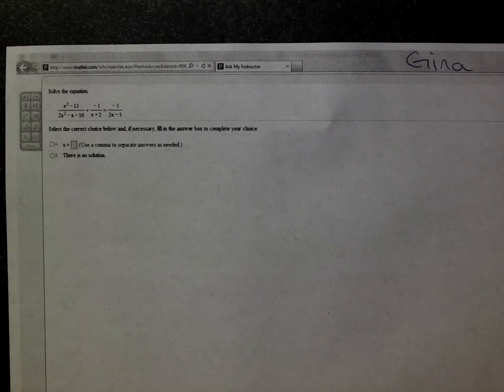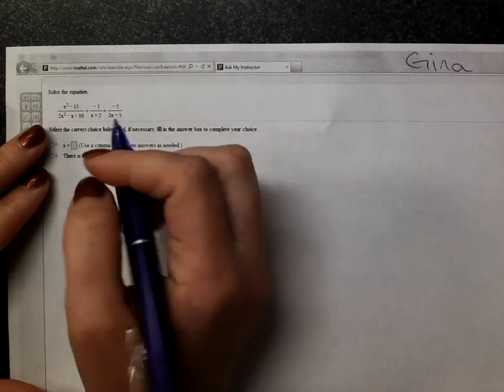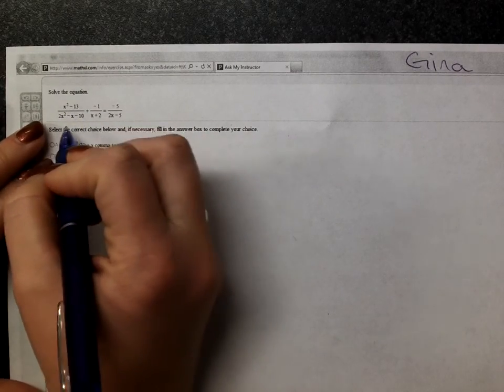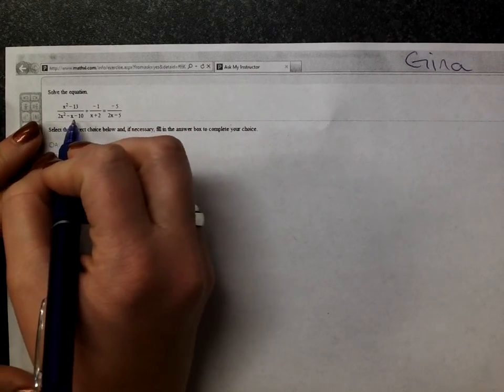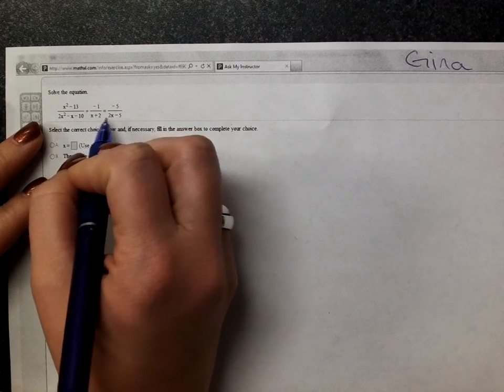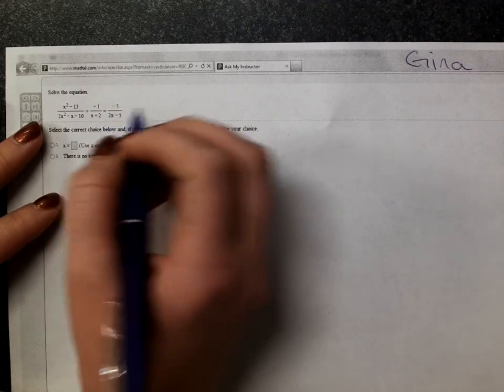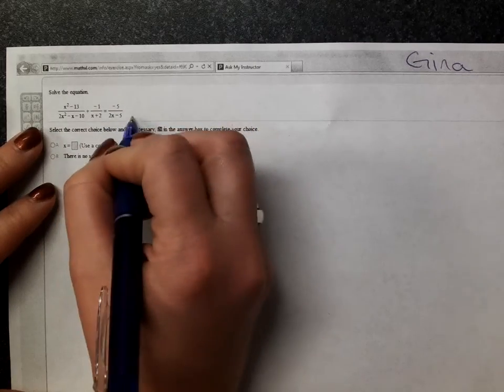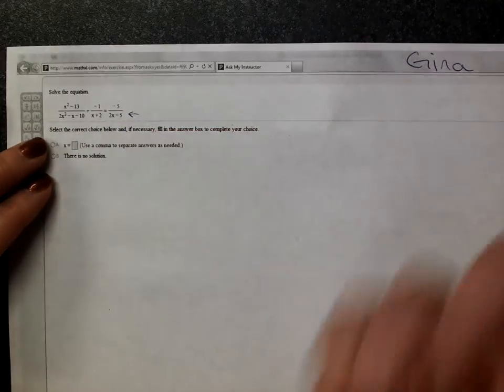Alright, this is a question from my math lab in chapter 10. It is (x squared minus 13) over (2x squared minus x minus 10) plus negative 1 over (x plus 2) equals negative 5 over (2x minus 5). So I'm going to focus on the denominators first.